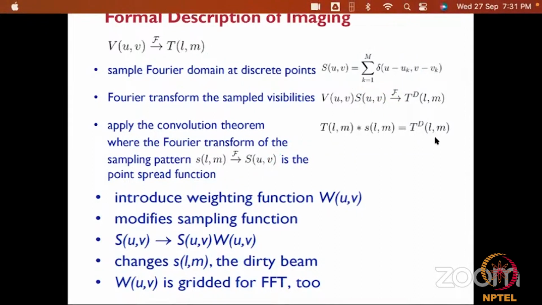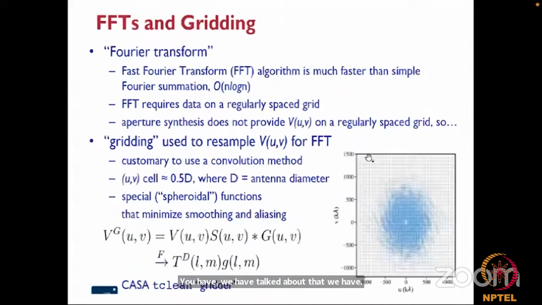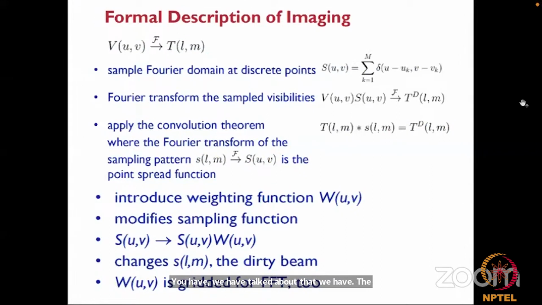So basically, ultimately, what happens is that we have talked about the visibility. Okay. So visibility. Let me just go ahead with this. Visibility is nothing but the Fourier transform of the image in the sky.